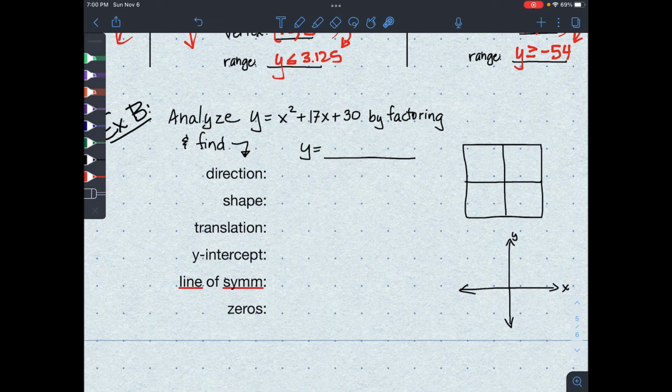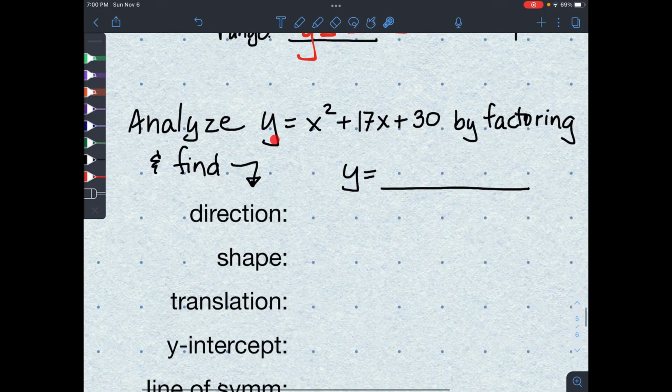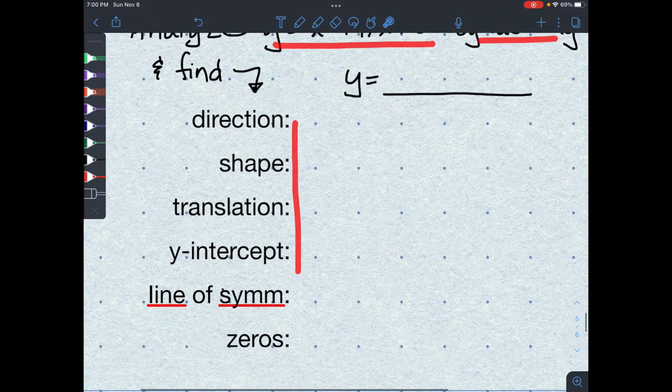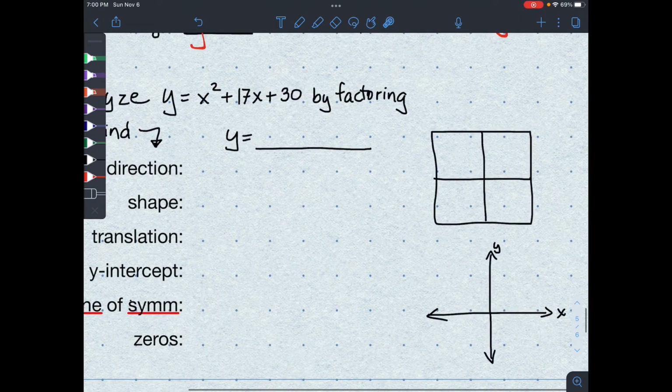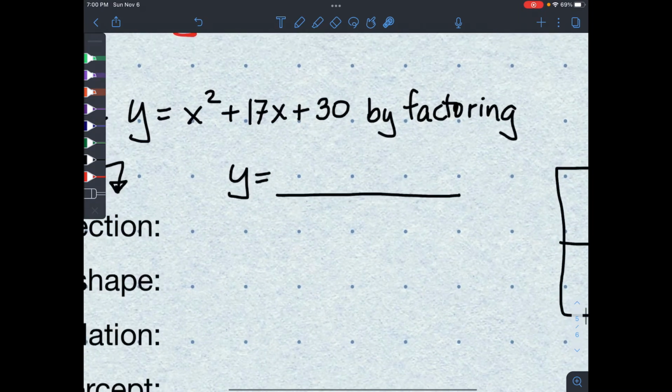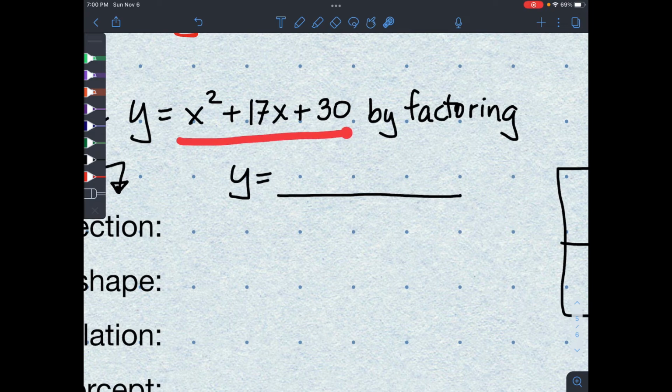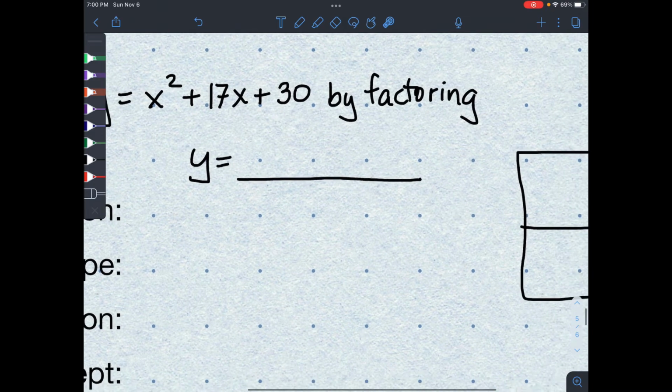Finally, we're going to take a problem which is not written in vertex form, and we're going to factor it, and then we're going to find all this information. But to find the information, we're going to start with the zeros. That'll help us find the line of symmetry. It'll help us find the vertex and the shape and the direction. Okay? All right. So here we have our parabola, our quadratic equation.